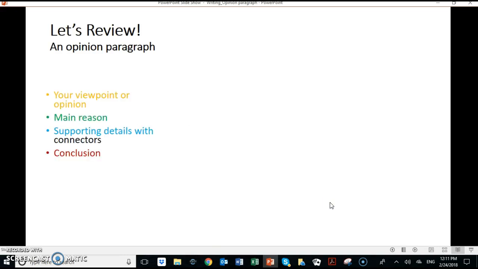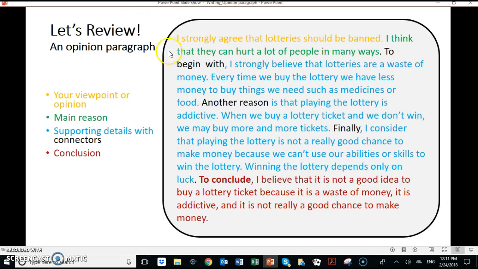Let's take another look. And here we can see that it begins with a viewpoint. It gives a main reason. And here we can see the connectors to begin with, another reason, finally, to conclude, so that I can go back and find the supporting details with these kinds of connectors. I know that the beginning is always going to be the main viewpoint, and the end is going to have the conclusion. Again, the main viewpoint, the main reason, as well as the conclusion.